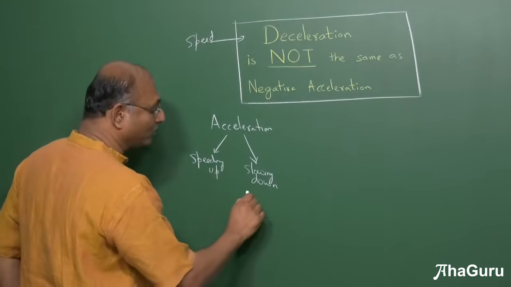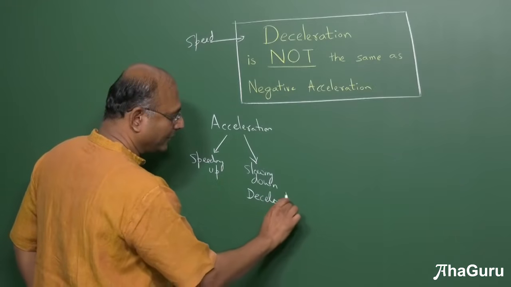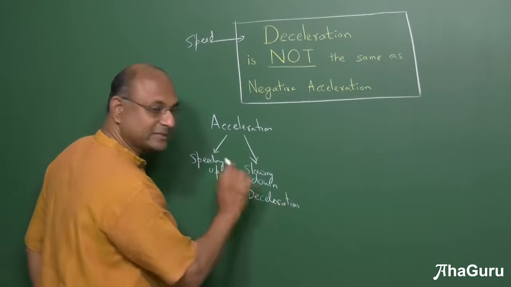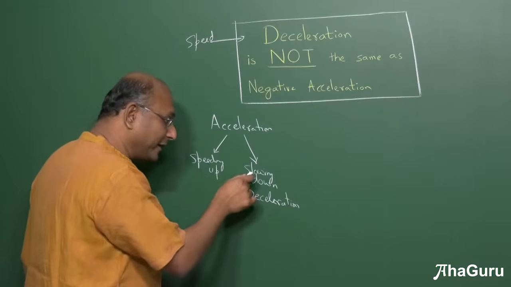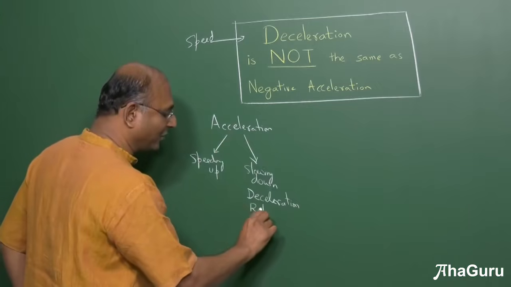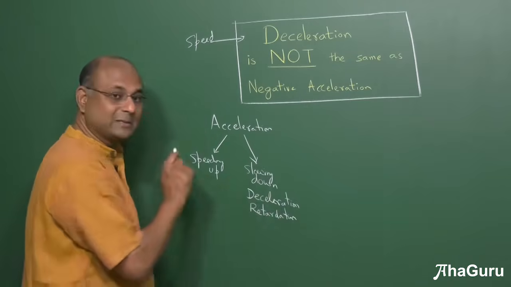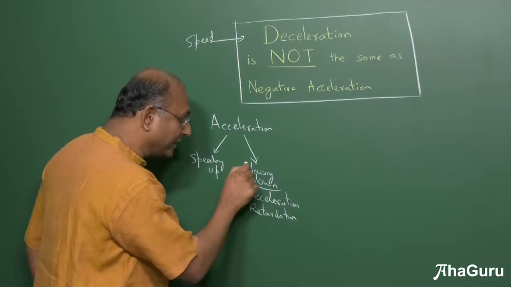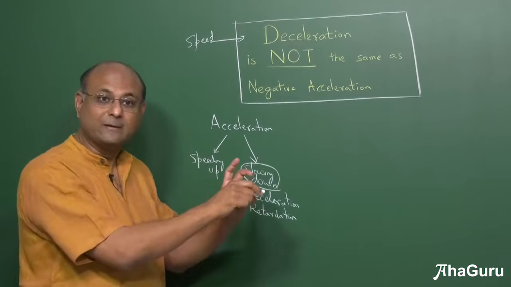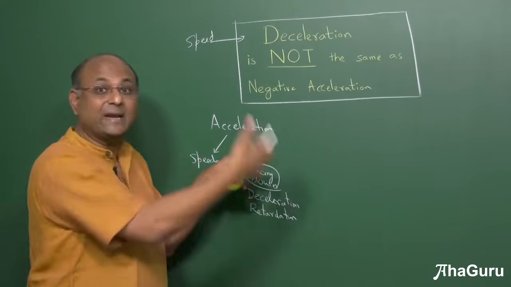But it also has two more names. It is also called deceleration. It's not deacceleration, it's deceleration. Now, slowing down and deceleration mean the same thing. There is a third word called retardation, which also means the same thing. So what is the meaning of deceleration? Slowing down, reduction of speed. The slowest you can get down to is 0. So you cannot decelerate from 0.